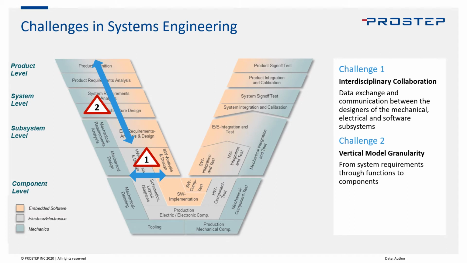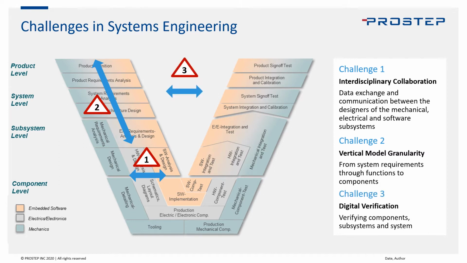The second is really what we're calling vertical model granularity. This is trying to take the initial requirements and product definition and bring that down and relate it to the software designs or the mechanical designs or the electrical designs, to try and bring some visibility of what those requirements are, and what that initial functional definition might then yield as a product definition. And then the third is the verification and validation.